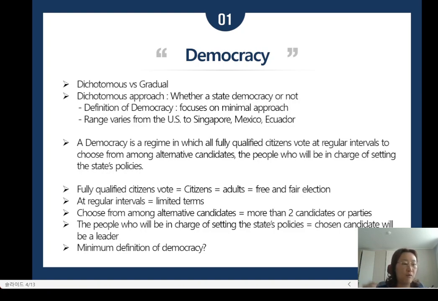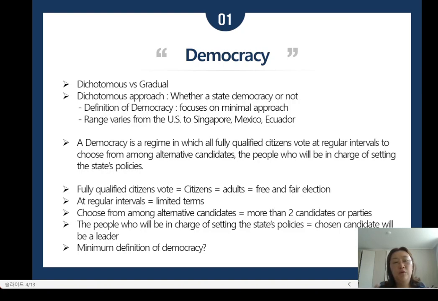Like South Korea, we had an election, but there were two candidates, and the other candidate was actually fake. So the first candidate wanted to be president, so he just put up a fake candidate. This candidate doesn't have any power. They can't do anything about it. So we cannot call this situation alternate candidates.